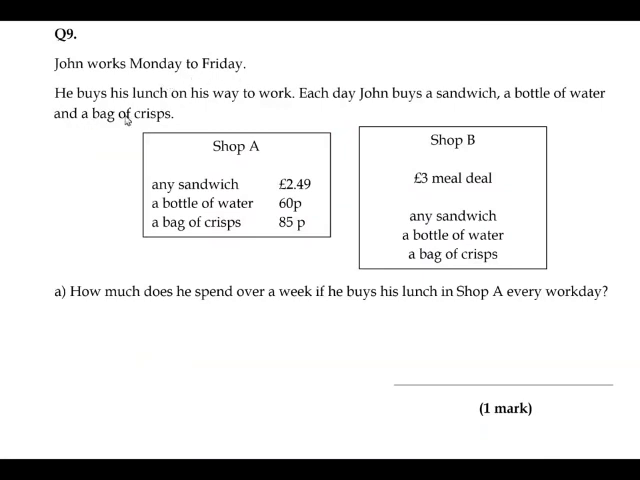John works Monday to Friday. He buys his lunch on his way to work. Each day, John buys a sandwich, a bottle of water and a bag of crisps. How much does he spend over a week if he buys his lunch from Shop A every working day? So he buys for his lunch a sandwich, a bottle of water and a bag of crisps. Shop A, £2.49 plus 60 pence plus 85 pence. Add them up and you end up with £3.94.